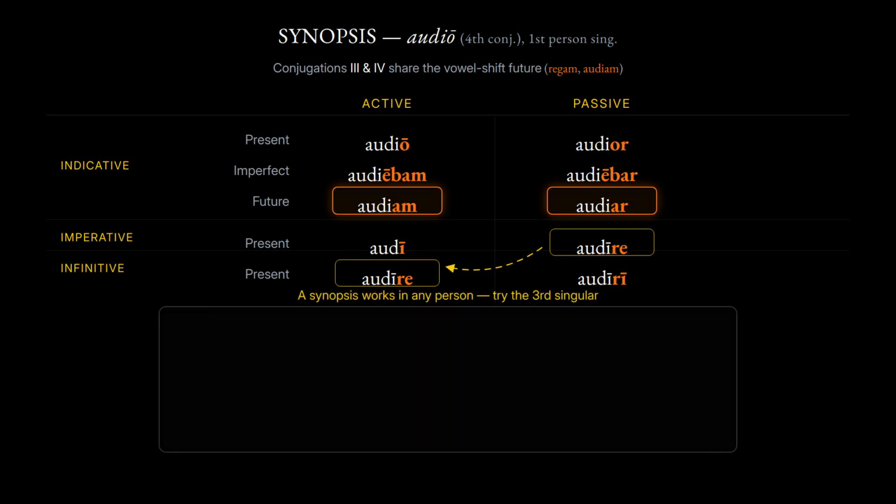A synopsis need not begin with I. Give it in any person. Most useful is the third, he or she and they. Try one. Take the verb meaning to teach and give its present indicative, third person singular, active then passive. The answer. Docet, docetur. He teaches, he is taught.